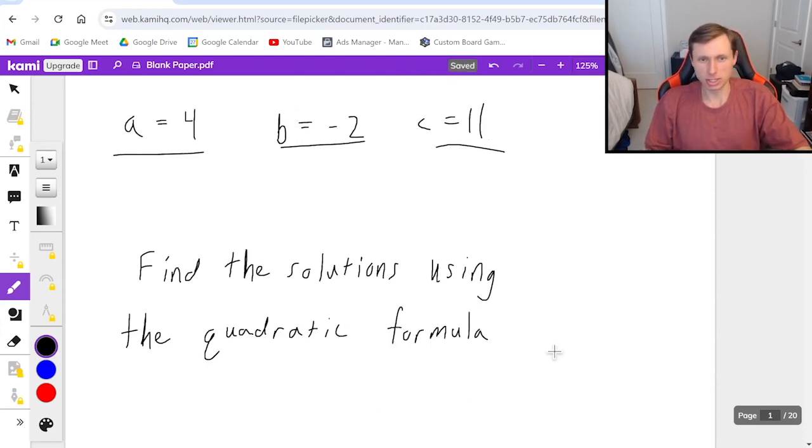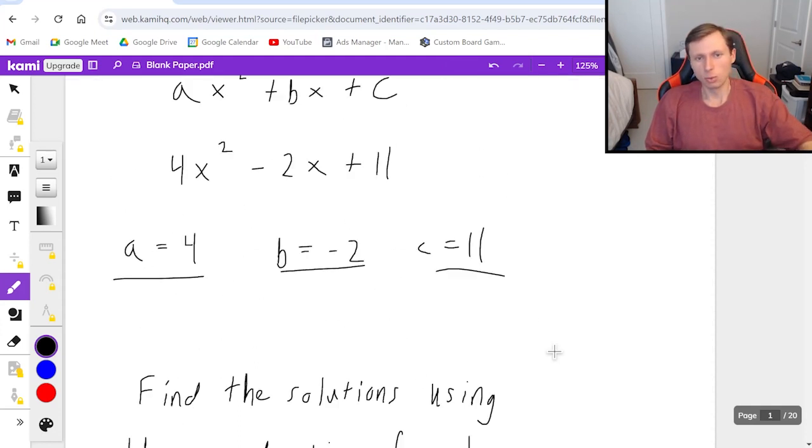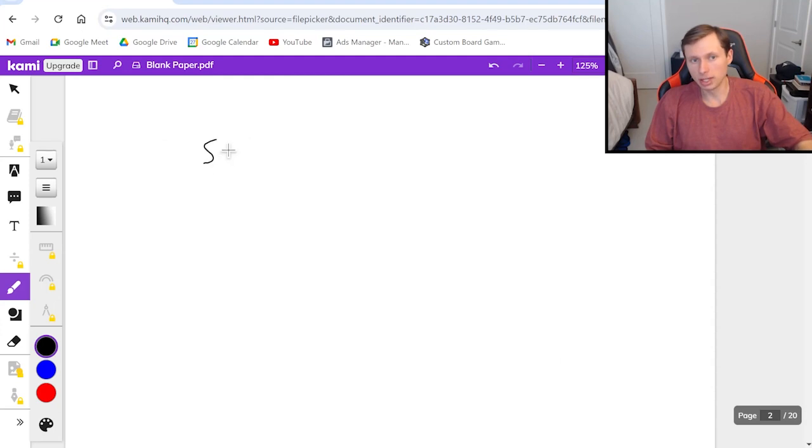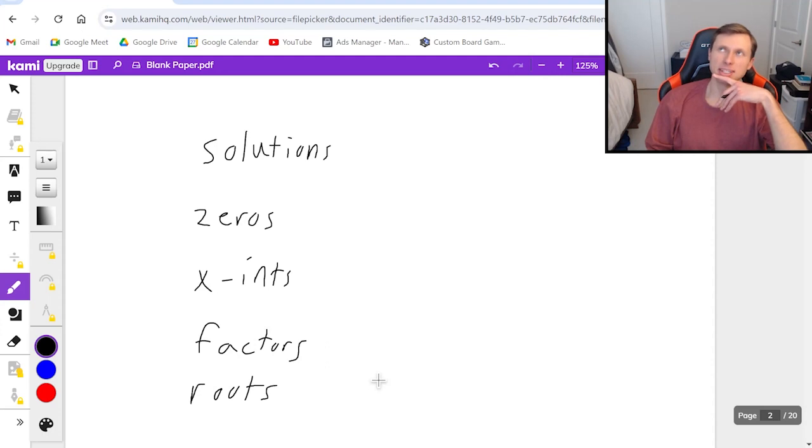Now the final question. We use the quadratic formula, great. What did we find? We use the quadratic formula to find the solutions to the equation. Solutions have a lot of different names in math. They can be called solutions, they can be called zeros, they can be called x-intercepts, they can be called factors, they can be called roots, and that's about it. But if the question asks you to find any of these 5 words, you know that there's a good chance that we'll need the quadratic formula, especially if it's too hard to factor.